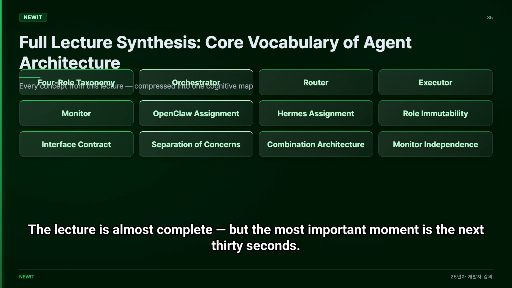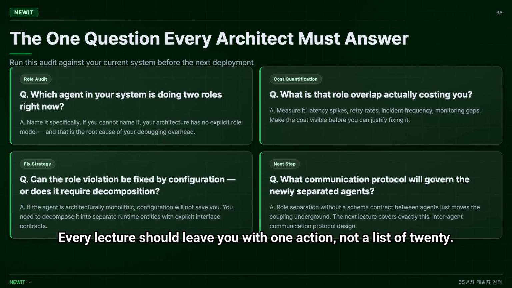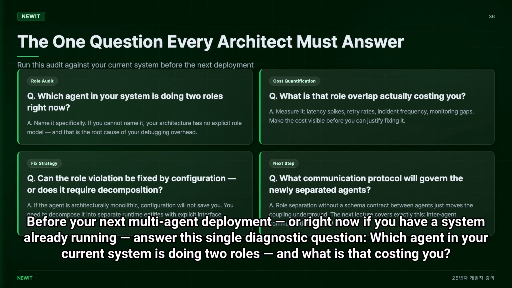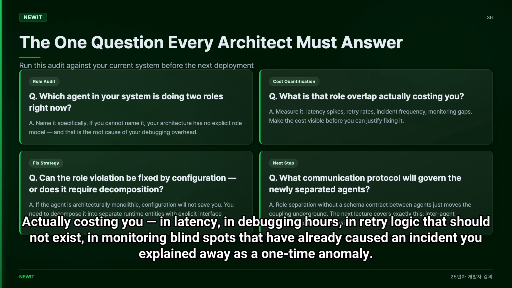The lecture is almost complete, but the most important moment is the next 30 seconds. Every lecture should leave you with one action, not a list of 20. Here is yours. Before your next multi-agent deployment, or right now if you have a system already running, answer this single diagnostic question. Which agent in your current system is doing 2 roles? And what is that costing you? Not theoretically costing you. Actually costing you in latency, in debugging hours, in retry logic that should not exist, in monitoring blind spots that have already caused an incident you explained away as a one-time anomaly.